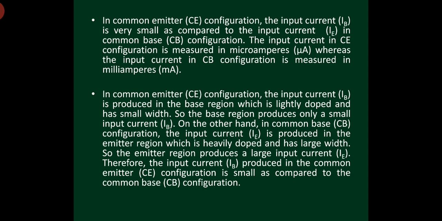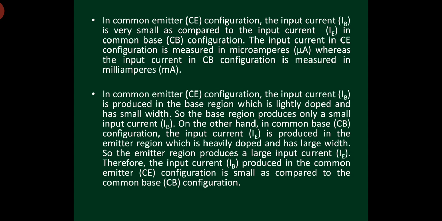In common emitter configuration, the input current is produced in the base region, which is lightly doped and has a small width. As you recall, a transistor is a 3-terminal semiconductor device: emitter is highly doped, base is lightly doped, and collector is moderately doped. The width of the emitter is large, the width of the base is very small, and the collector region is much wider than the emitter region. So the base region produces only a small current IB, in the order of microamps.